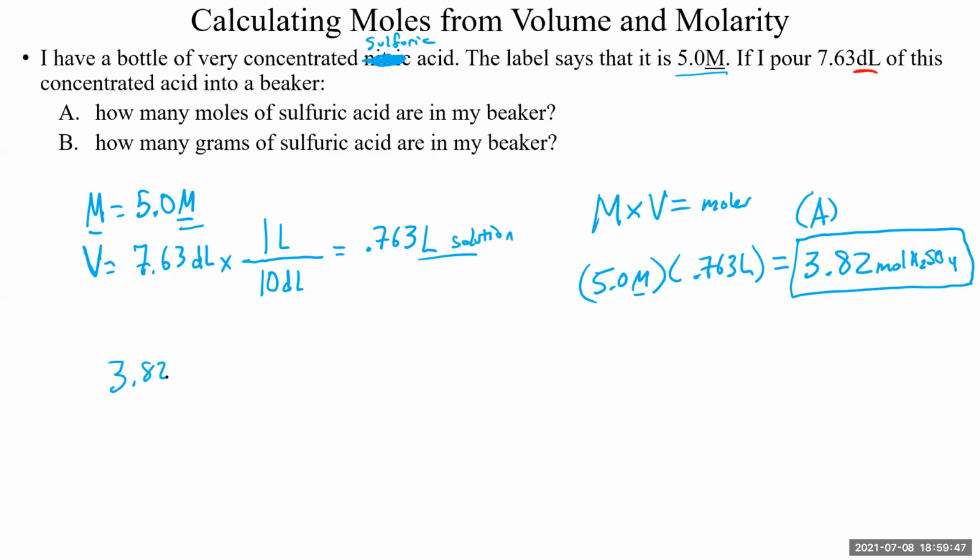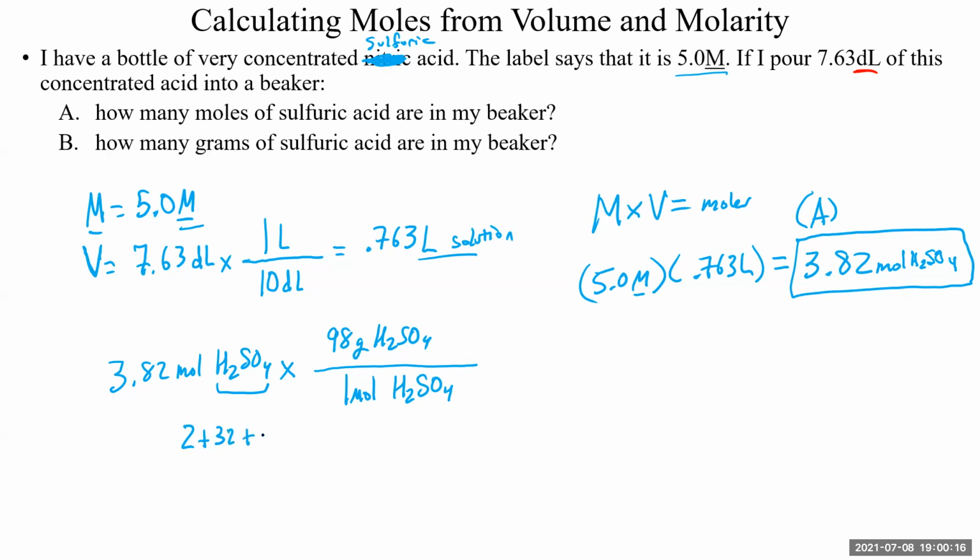So every 3.82 moles of H2SO4, we know that, so if we add all this up, we get 98 grams of H2SO4 for every 1 mole of H2SO4. In case you have any doubts, it's 2 for the hydrogens, 32 for the sulfur, and 4 times 16 is 64 for the oxygens. That gives us a total of 98 grams per mole, H2SO4, molecular weight. So 98 grams per mole. Moles cancel out. We're left with grams.